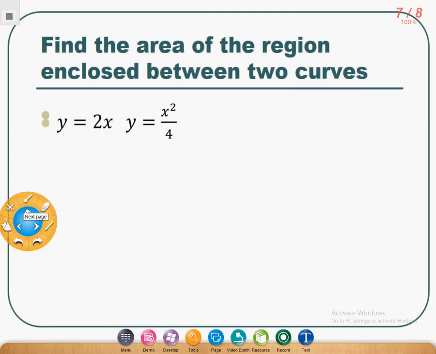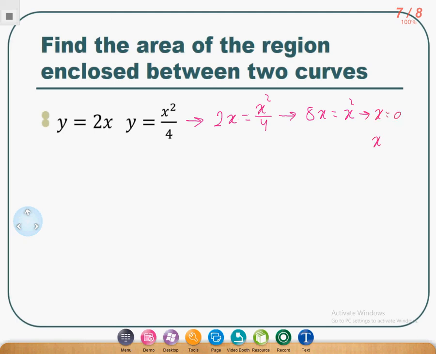Yes, you have here two functions. I heard someone tell me directly, "Mister, put them equal to each other." 2x equals x squared over 4. Cross multiplication, so it will be 8x equals x squared. Now simplify any way. So you will get x equals 0, x equals 8. So this is the value of A, this is the value of B.